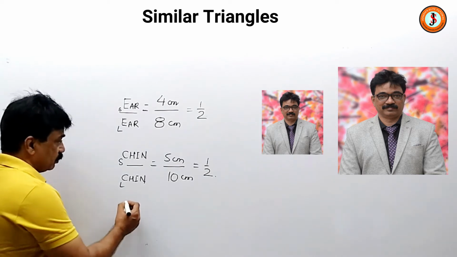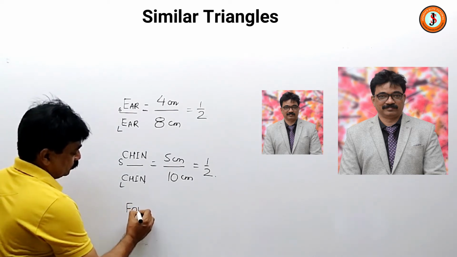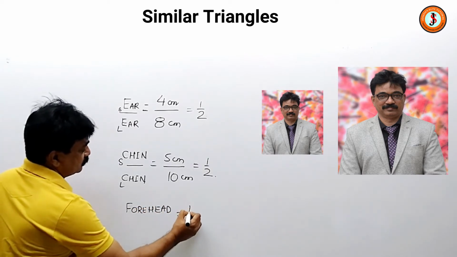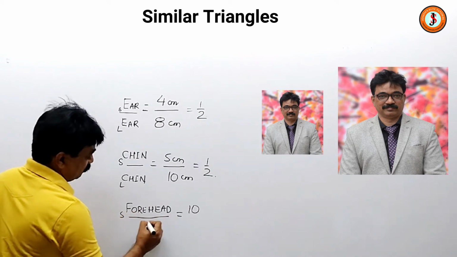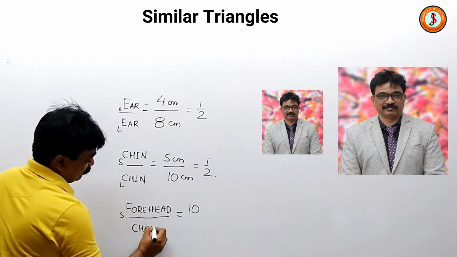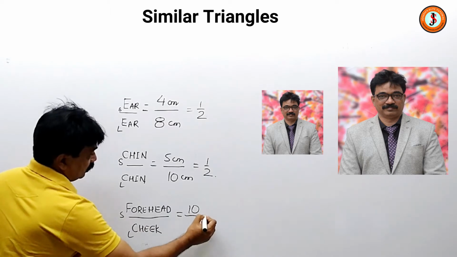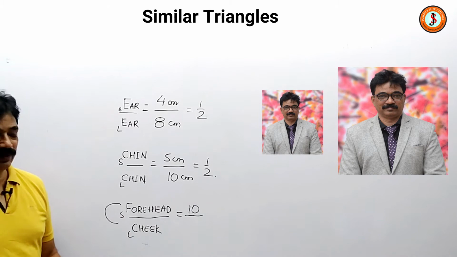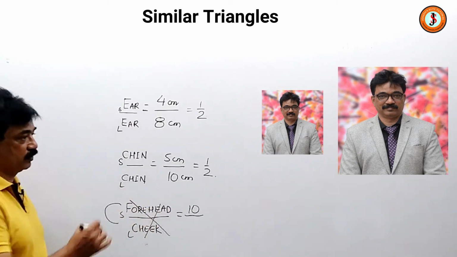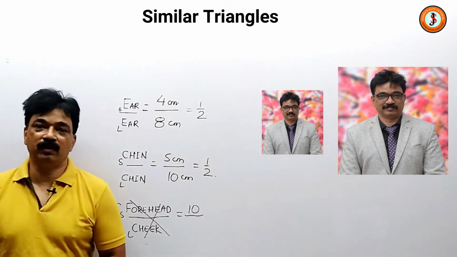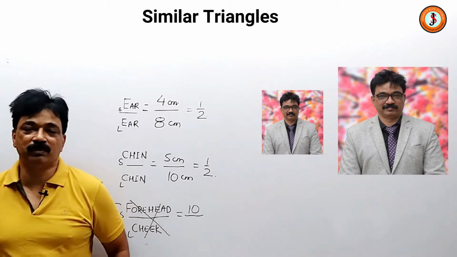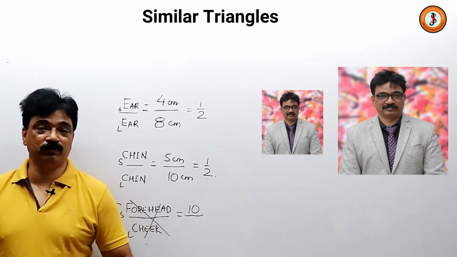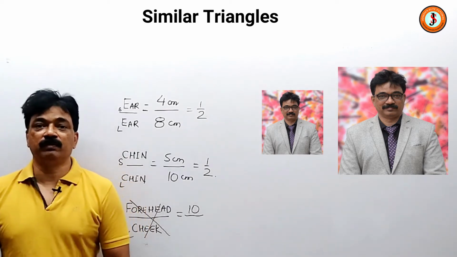Then suppose somebody intentionally asks you, what will be this ratio? Forehead. If forehead is 10 in the smaller, what happens to the cheek in the larger? Now you will be confused, because these are not the corresponding parts, therefore we cannot tell. So they are very, very important. There are a few important things you have to understand in similar figures. Similar figures are equiangular and their corresponding sides have to be proportional. Then only they are similar figures.